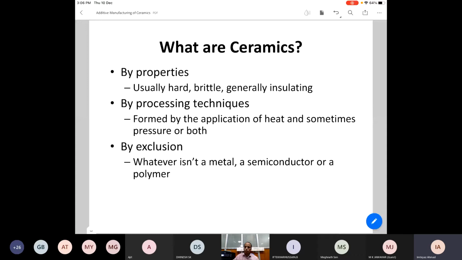And by exclusion, if you want to look at ceramics, if you touch anything which is not a metal, not a semiconductor and not a polymer, then it is absolutely a ceramic. Okay. So this is how sometimes you can look at it. They are generally inorganic materials.